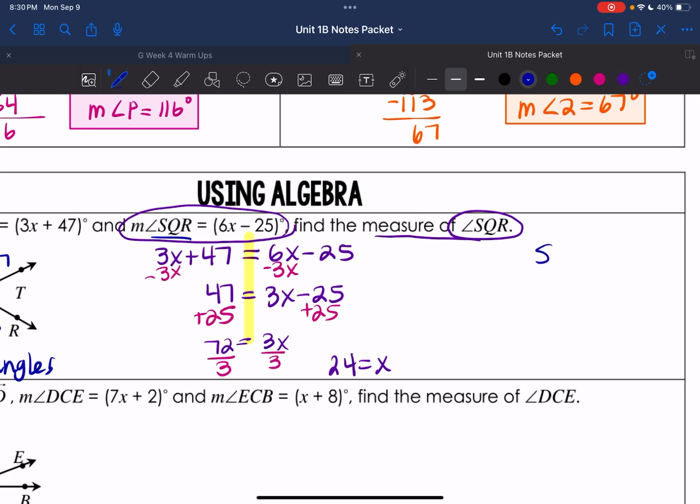Okay, so SQR. That's going to be 6 times 24 minus 25. And if you have a calculator handy, you could just type in the whole thing all at once. You don't have to do it in parts. Okay, but I am typing in mine right now. And I am getting 119. So the measure of SQR is 119 degrees.